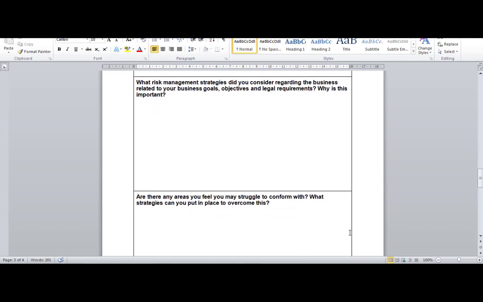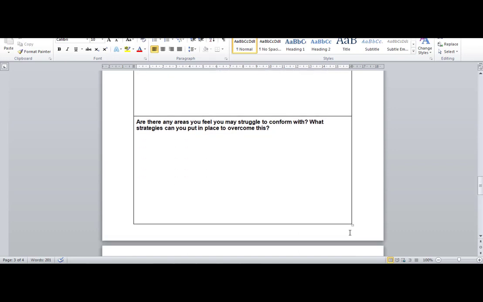Are there any areas that you feel you may struggle to conform with, and what strategies can you put in place to overcome this? So if you're someone that's really not good at the paperwork side of things, that might be something that you struggle with, because your records need to be done after every client, and then they need to be maintained as well and held on to. So what is something that you can do to make this process a little bit easier for yourself? And it may even just be making sure that you dedicate half an hour at the end of the day to making sure that that's all up to scratch, or having it set up on a computer program that allows you to input the data as you're talking to your clients.